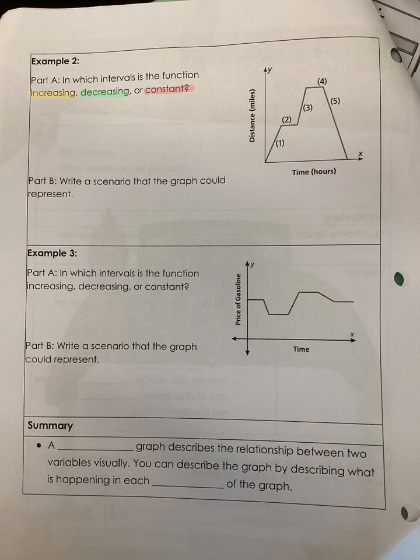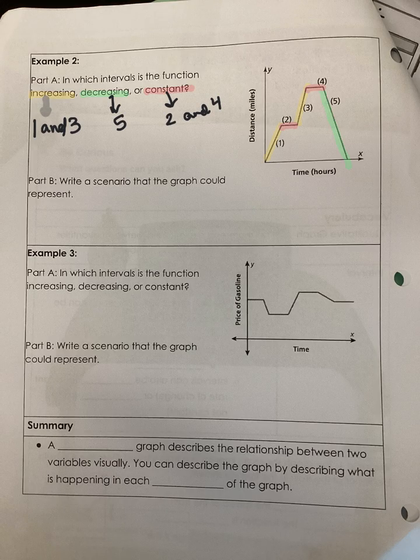And then you start traveling and you're going away from your home, and the distance away from your house is increasing until at the end, interval 5, they are returning back home. They're getting closer and closer to home, so the distance is decreasing. So I'm going to label in my graph the parts that are increasing, the parts that are decreasing, and the parts that are constant.